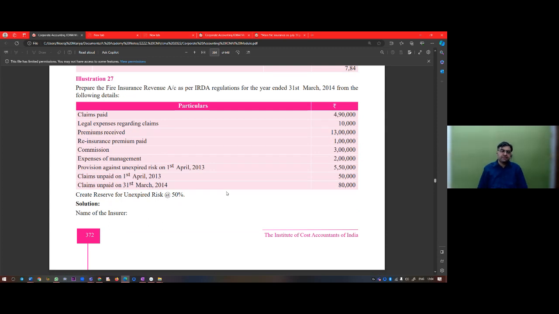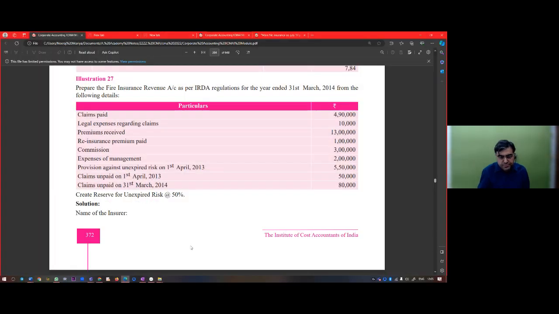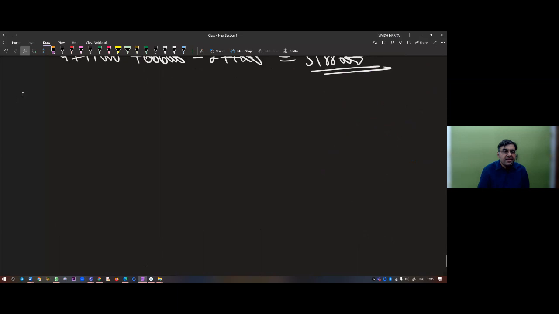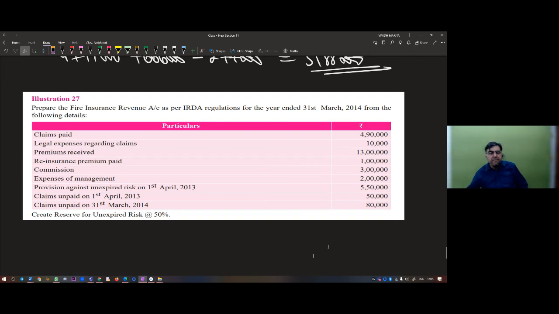Next question. You have to make the revenue account, and we will make it beautifully, with a better presentation, believe me. So we are talking about fire. That means general insurance, that means Form B revenue account.